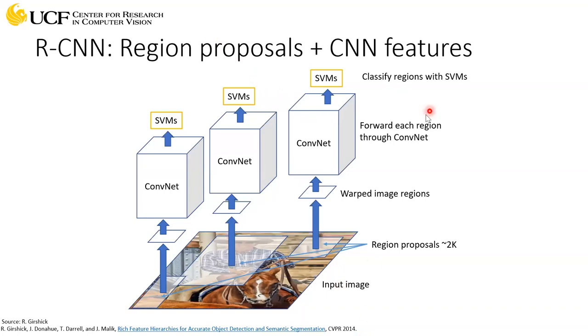Question from Ahmad, why is the image distorted? Any particular reason? The reason is your CNNs take a specific shape of input, right? You can't just send in an arbitrary shape to your CNNs. They expect it to be of a certain resolution. So to make that happen, you have to resize all the patches to that resolution. It's not an illustration choice, it's a technical detail. Is it clear, Matt? Okay, good.